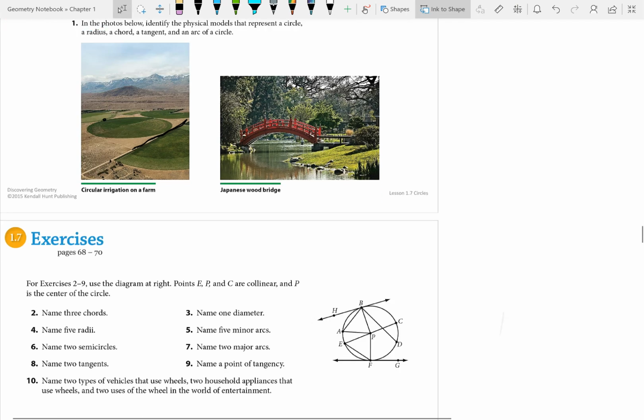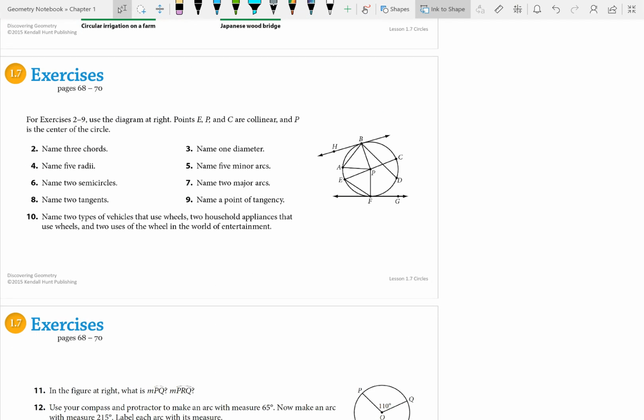Cool. All right, number 2. For exercises 2 through 9, use the diagram at right. Points E, P, and C are collinear, and P is the center of the circle. Okay, so that means that this is a diameter, clearly.